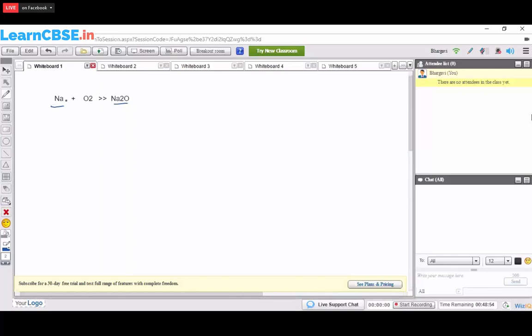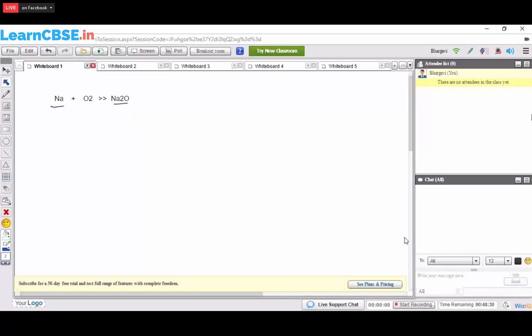So here two oxygen atoms, and here it is only one. What do we have to place? We should not change the subscript of O2, that is the wrong one. We always place the number in front of the compound or in front of the element. That is called a coefficient. If you place the 2 inside, then the formula becomes wrong.